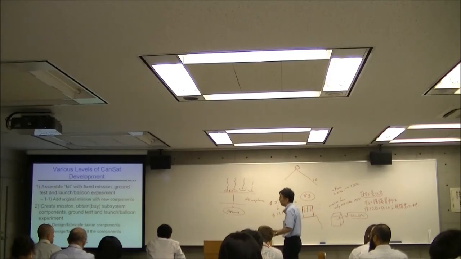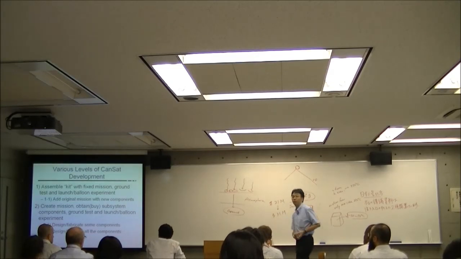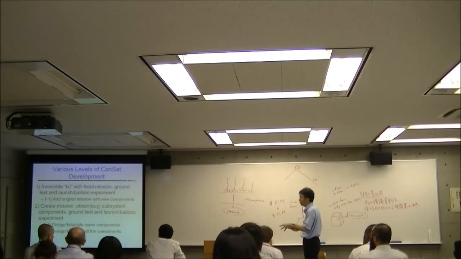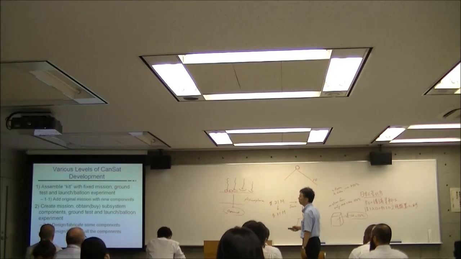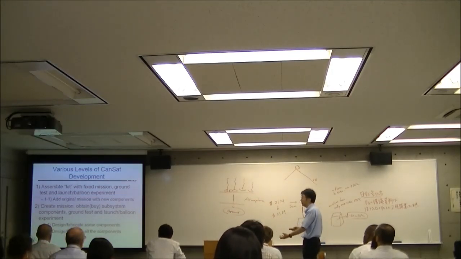First level is maybe the CanSat has a kit. Okay. In the kit, you can get all the components, and you only have to do soldering for the test. So this is an assembly kit with fixed mission. Of course, the mission is fixed. And you will do some ground test and launch and burn experiment. Okay? Kit assembly and ground test and launch burn experiment. This is a simple way to do a CanSat.